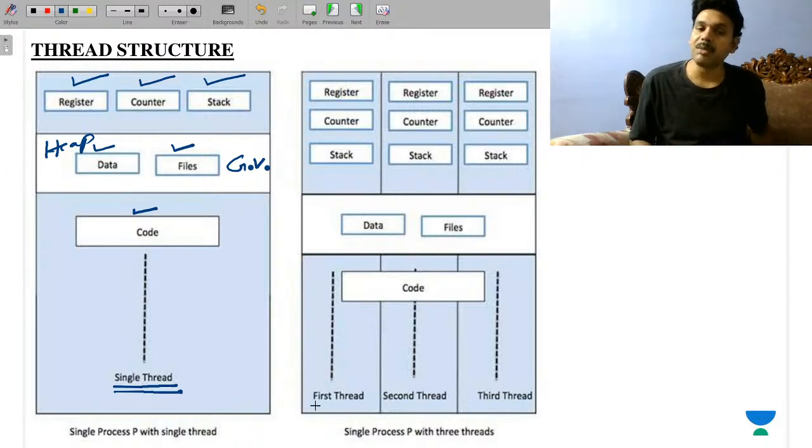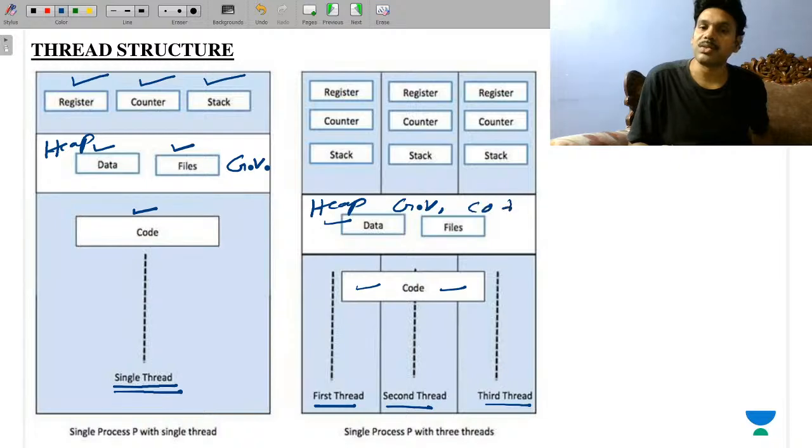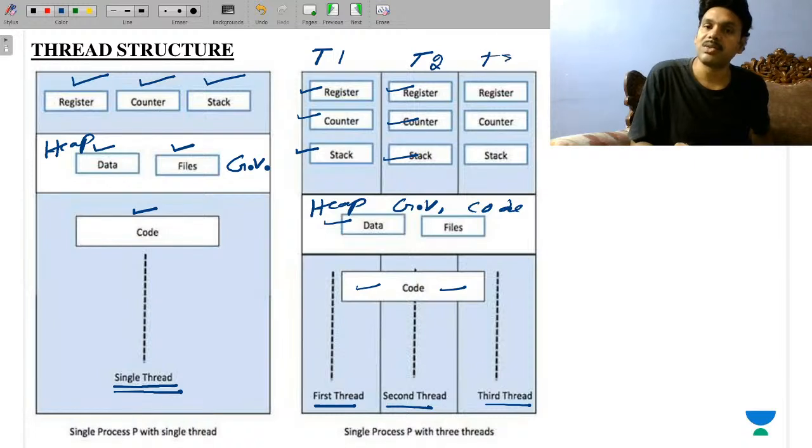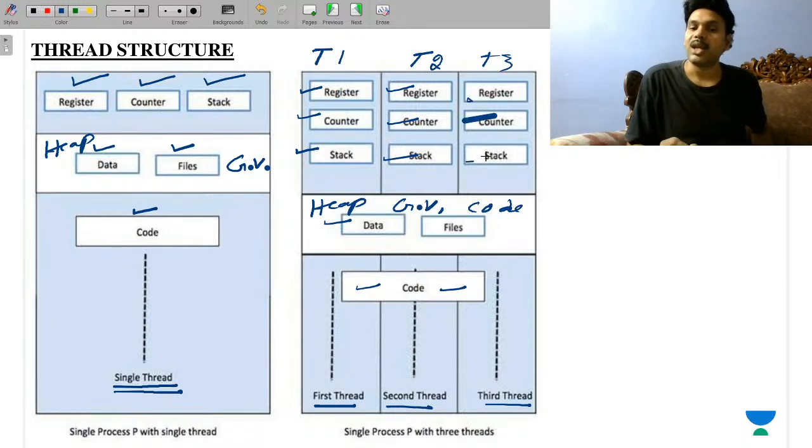If I am having a multi-threading concept like this, there are three threads. All threads are in sharing mode only. Code can be shared, data can be shared, files can be shared, and what else? Heap can be shared, and what else? Global variables can be shared. But you see that every thread is supposed to have registers, counter, and stack. This thread also requires register, counter, stack, and this thread also requires what? These are the things. And you know that all these threads are under the control of what?